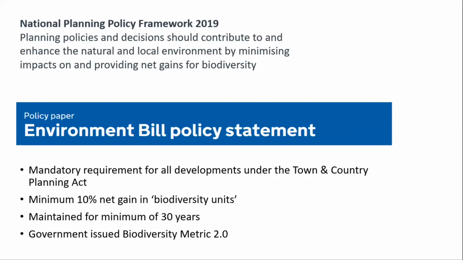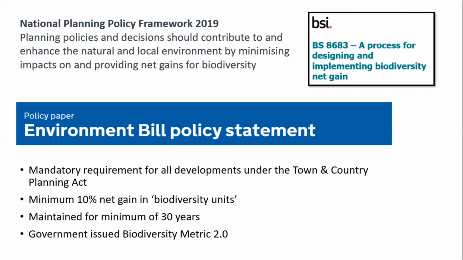It's setting the numerical definition of net gain as a minimum 10% increase, and it's those biodiversity units that the metric I showed measures in. So it's a minimum 10%. Developers obviously can do more, but it's that minimum. It's maintaining that for a minimum of 30 years and also using that government issued metric to measure biodiversity net gain. Now, at the moment, that has been on hold because of COVID-19, but we are expecting the transition of the bill through Parliament to be picked up later this year.